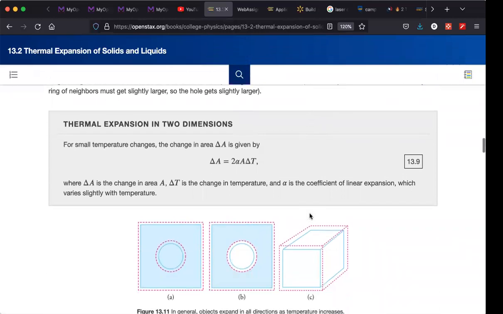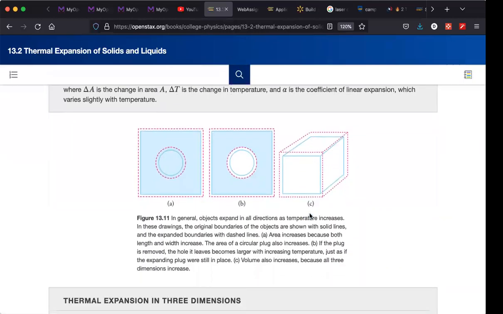But expansion doesn't just happen in one dimension. In reality, it happens in all dimensions. So in 2 dimensions, what happens? Well, it's kind of interesting because it's not generally intuitive. If you have a plate, like a solid square plate like this, and it expands in 2 dimensions, it just gets bigger in both dimensions. It gets longer, it gets wider.